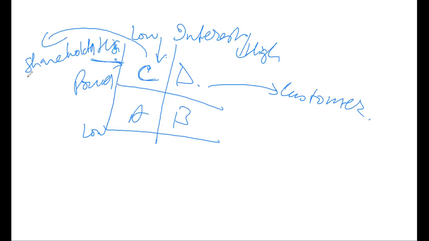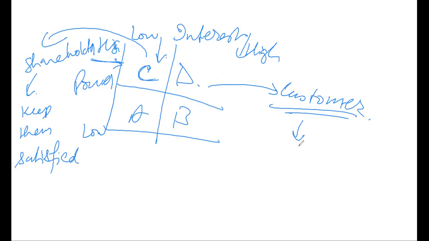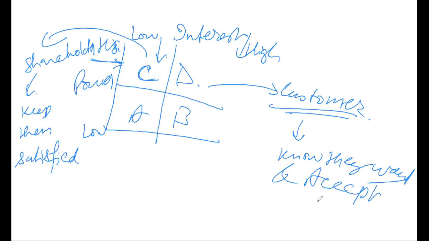Why I'm showing this is because when you have a shareholder in section C, you need to keep them satisfied. And for customer, you need to know what they want and accept that. They're the most powerful and also most interested party. If they leave, even shareholders cannot save you.